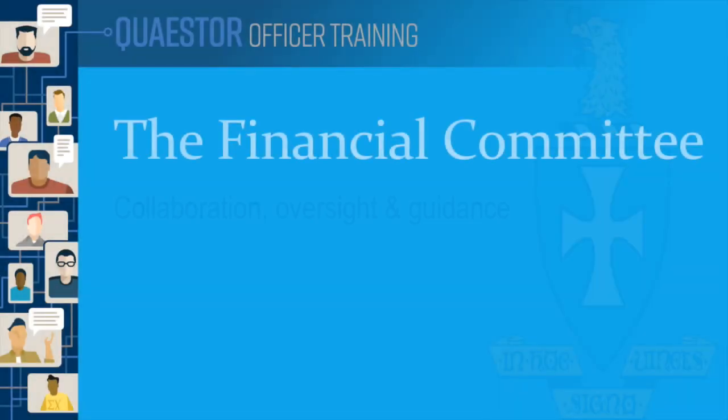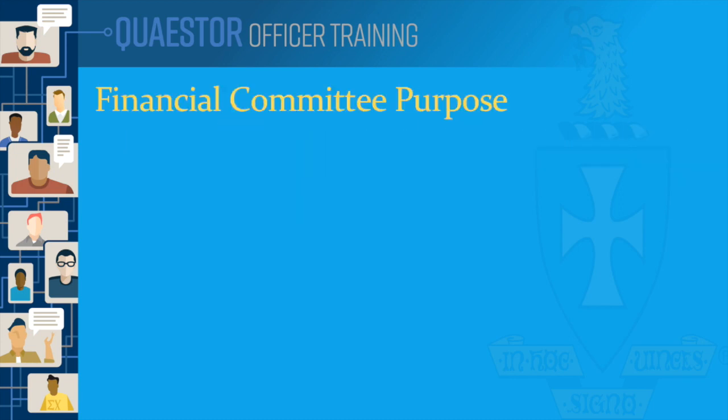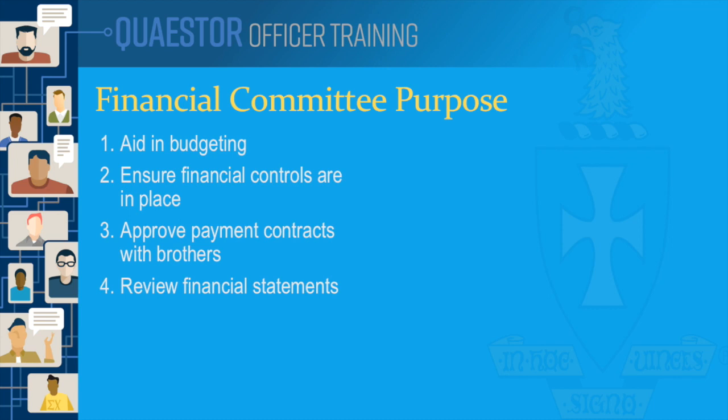Another recommended resource is the use of a financial committee. The purpose of the financial committee is to help prepare and recommend a budget to the chapter, to ensure financial controls are in place, to approve payment contracts with brothers, to review financial statements prepared by the Quaestor before presentation to the chapter, and to conduct an annual audit.